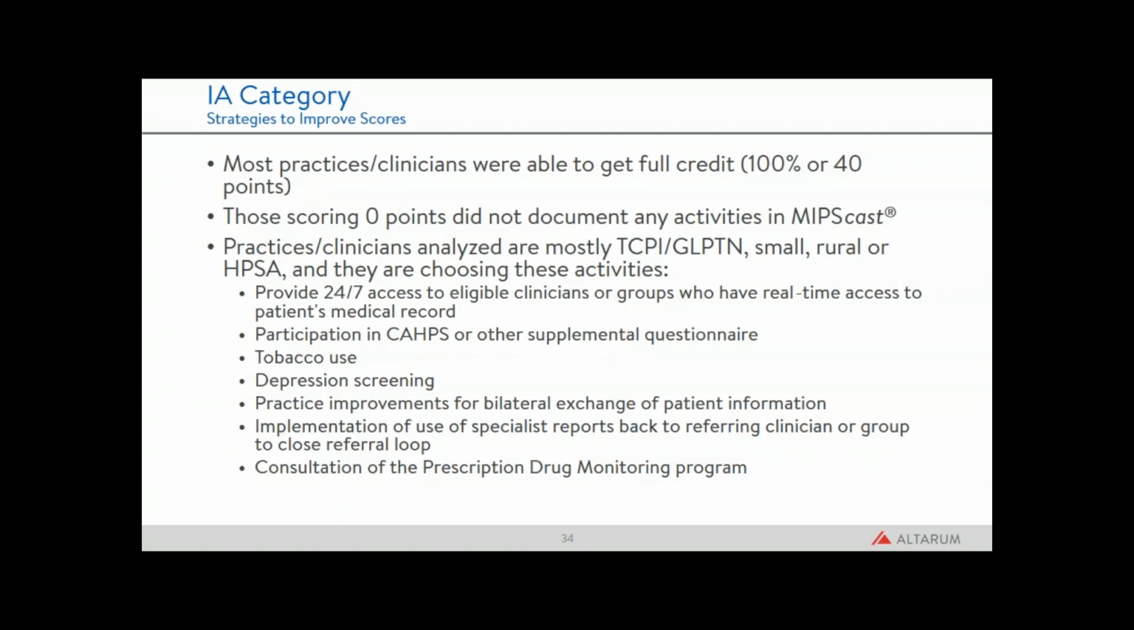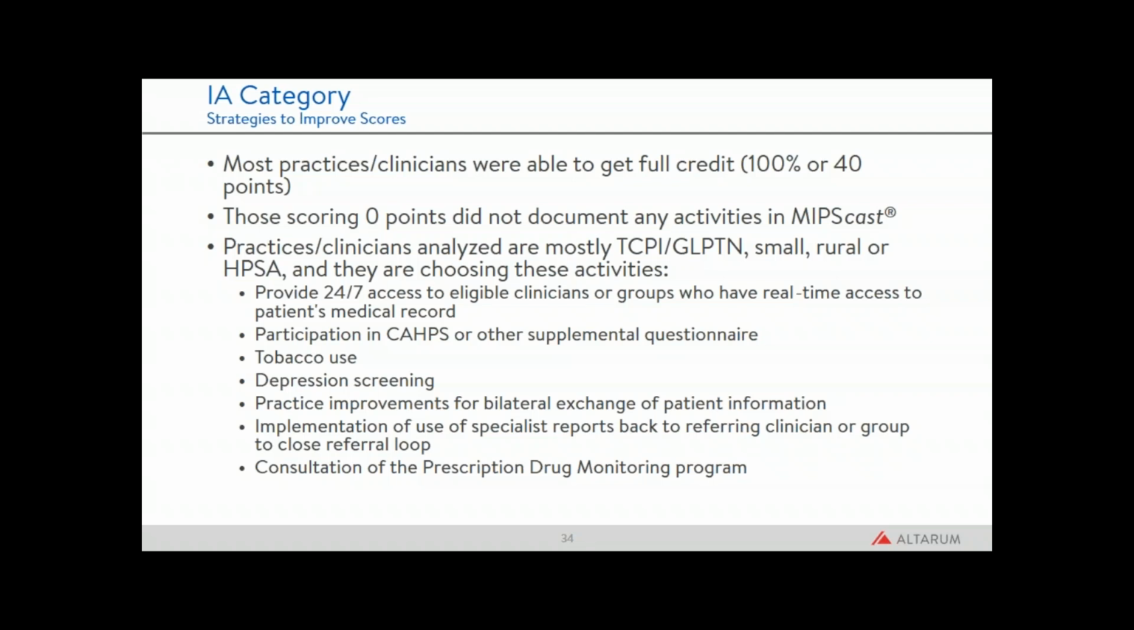Those who scored 0 points in the category may not have actually scored that when they attested to CMS, but just didn't document that they were participating in any improvement activities in the MIPS system. Practices and clinicians analyzed were mostly TCPI or GLPTN participants, or were small, rural, or health professional shortage area practices, and they're choosing these activities.